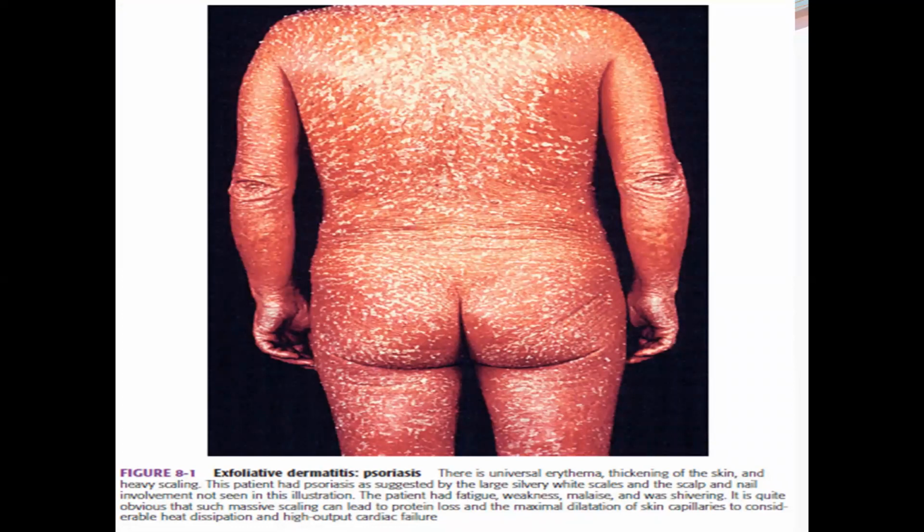So this is a diagram showing exfoliative dermatitis and psoriasis. I don't know if you're able to see my cursor. If you just follow, you're able to see that there is universal erythema, right? Then are you able to see this thickening of skin if you just follow the cursor? Then here, there are large silvery white scales. I don't know if you're able to appreciate it. However, the scalp and nail changes are not seen here, and the patient presented with fatigue, weakness, malaise, and was shivering.